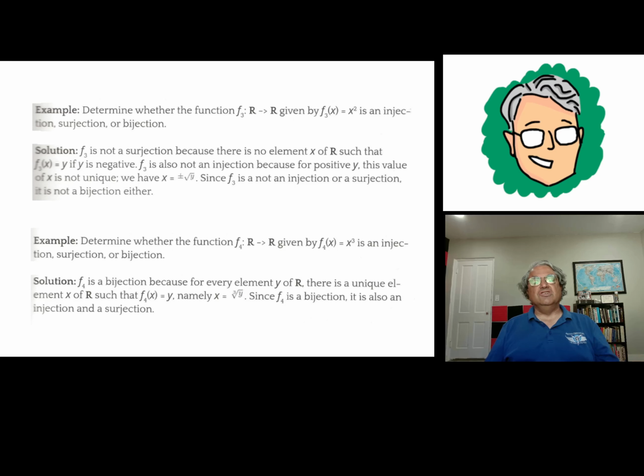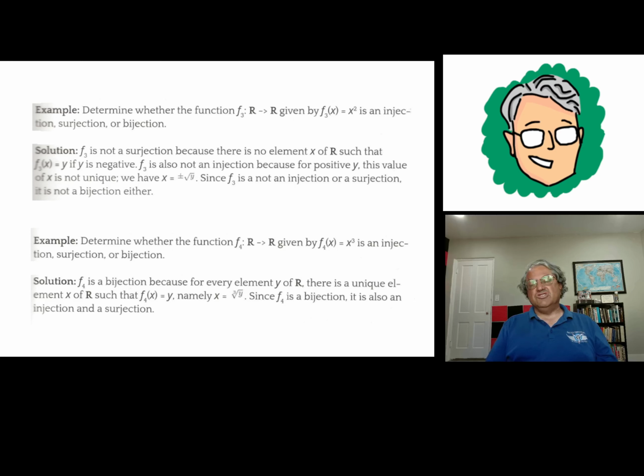And then example 4. Now, what if instead we did cubing? So again, f4 is a function from the real numbers to the real numbers, but now f4 of x is x cubed. Is this one an injection? Well, yeah, it is, because every number has a unique cube. Remember, the cube of a negative number is negative, and the cube of a positive number is positive. So say, for instance, y was 8. What number cubed is 8? Well, 2, and minus 2 doesn't work.